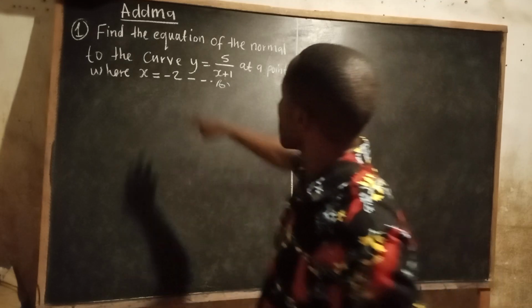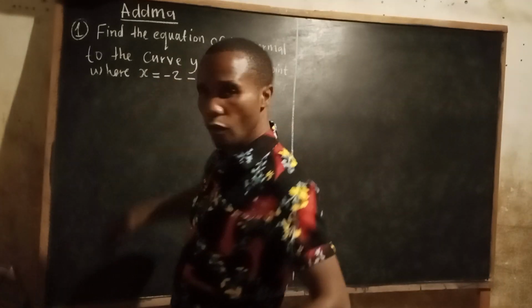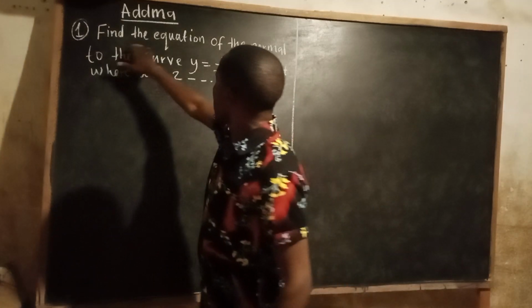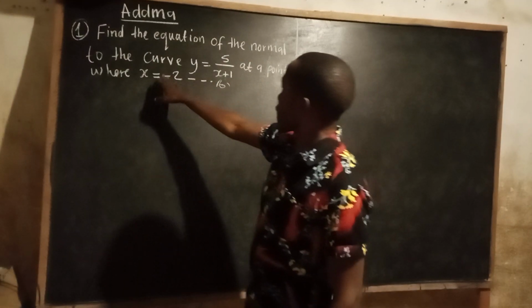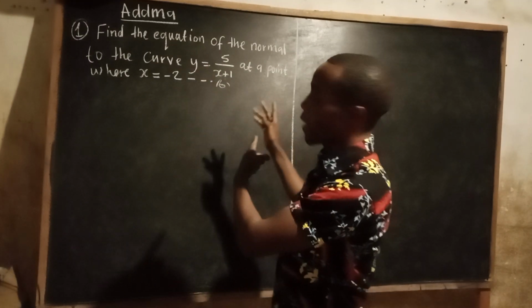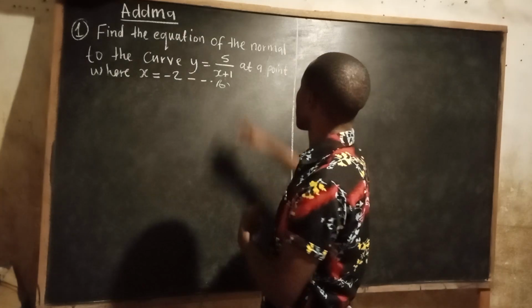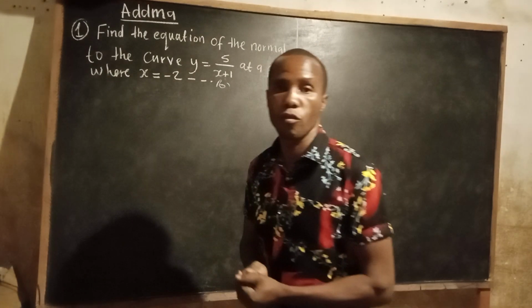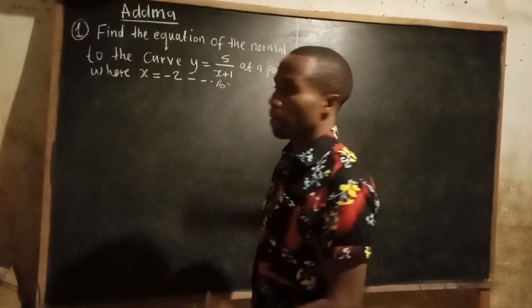With me here is the question on the chalkboard, which is going to be our today's lesson. Find the equation of the normal to the curve y equals 5 over x plus 1 at a point where x equals -2, 6 marks.